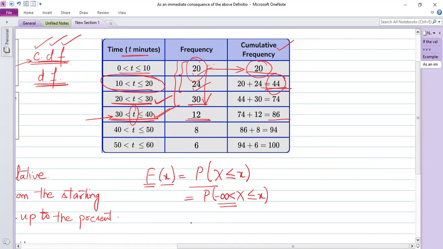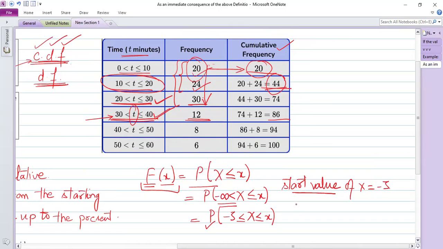Okay, for example, say my random variable is taking values, and the start value, meaning the very first value, of x is say -3. So what will be f at x? It is nothing but the probability that x takes values from -3 up to the present x.